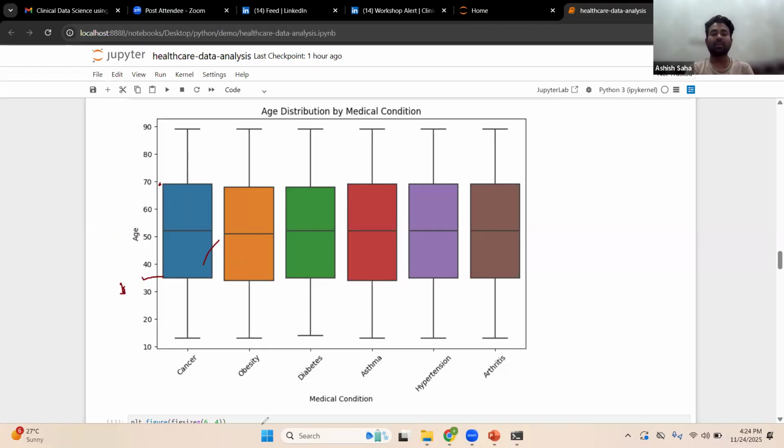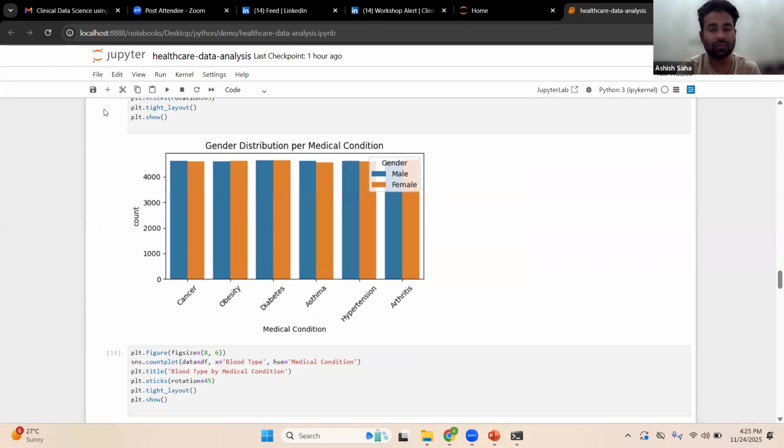If I talk about all the diseases and the people count, most of the diseases have the same people count. You can see the people count here. Most of the boxes have the same size. So I hope this point is clear. How can we use this?